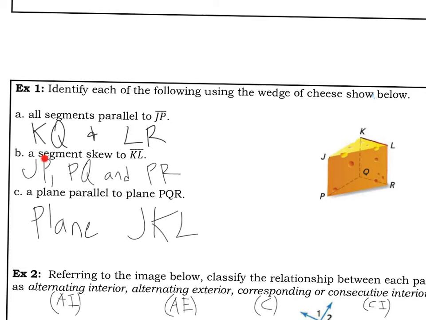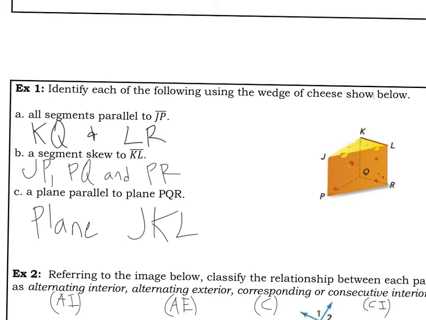Letter B says identify a segment skew to KL. I identified all skew segments. So remember, skew is non-intersecting and it's also non-coplanar. So here's KL. QR would be parallel to that, and then anything that intersects with KL is not an option. So RL, QK, JK, JL, those are not the answer. They're going in different directions, but they're intersecting, they're touching, they're meeting with one of the endpoints of the line, so they can't possibly be skew.